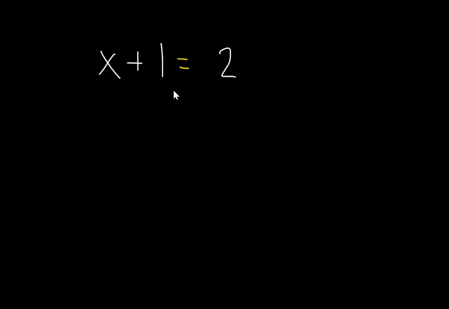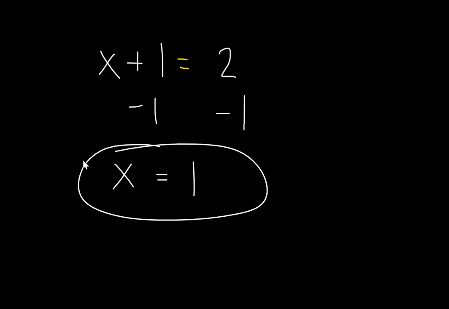Actually, let me just talk about this first. In the very end, we want the answer to look like x equals something. So we need to remove this plus 1, and the opposite of plus 1 is minus 1. If we do that to one side of the equal sign, we need to do the exact same to the other side. We subtract 1 from both sides, we get x equals 1. Our answer.